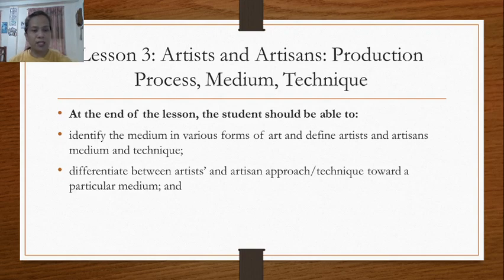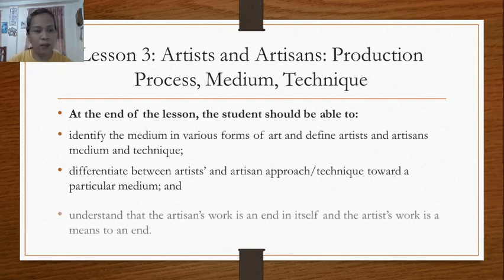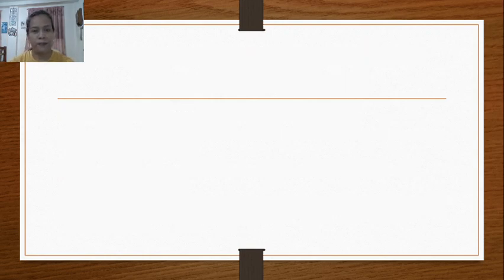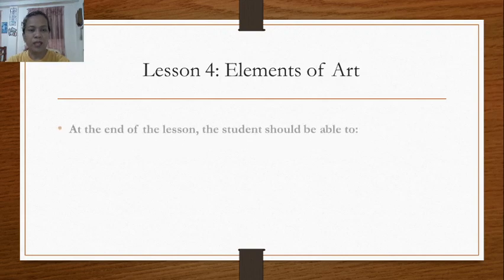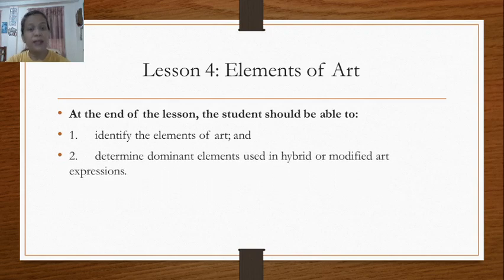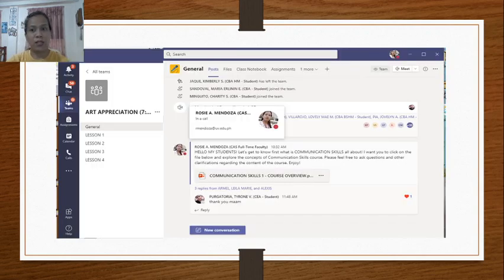Then differentiate between artist and artisan approach and their technique toward a particular medium and understand that artists' or artisans' work is an end in itself and the artist's work is a means to an end. All right. Then lesson four is all about the elements of art. So in here we will identify the seven elements of arts and determine dominant elements used in hybrid or modified art expressions. So let's start here.